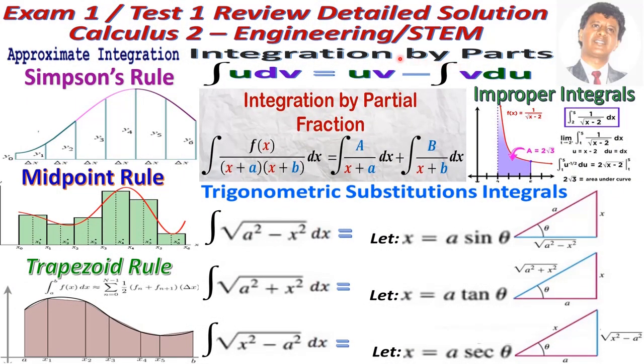This is Calculus 2 Exam 1 Review Detailed Solution. It includes integration by parts, integral of u dv equals uv minus integral of v du. It includes trigonometric substitution integrals, integration by partial fraction, improper integrals, approximation integration, Simpson's rule, midpoint rule, and trapezoid rule. It also includes integration with tables.